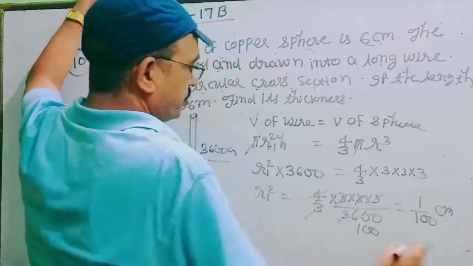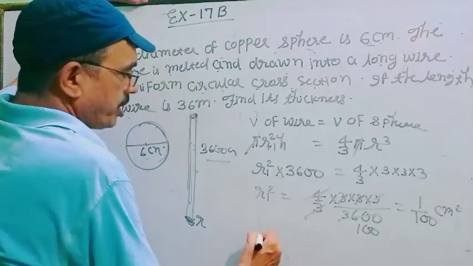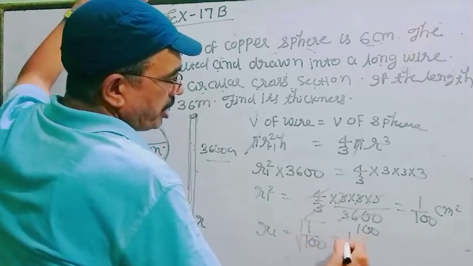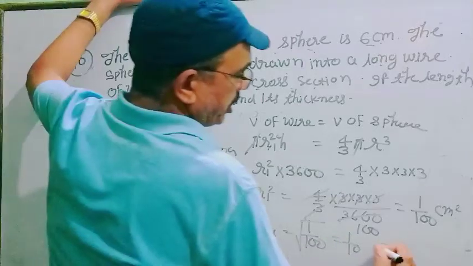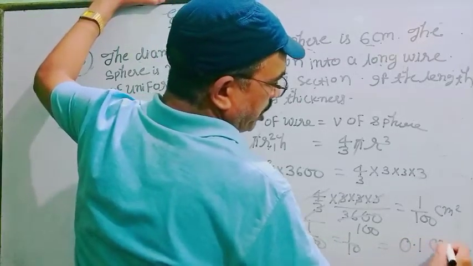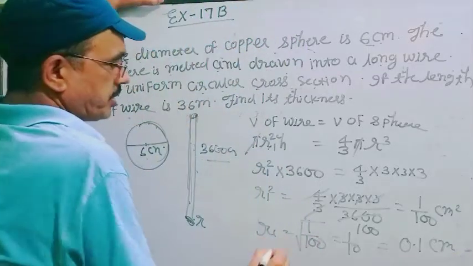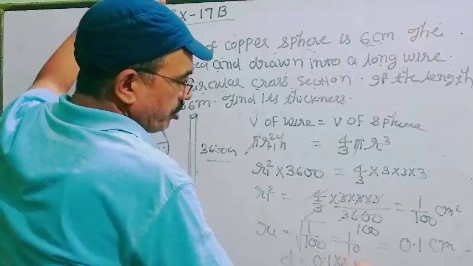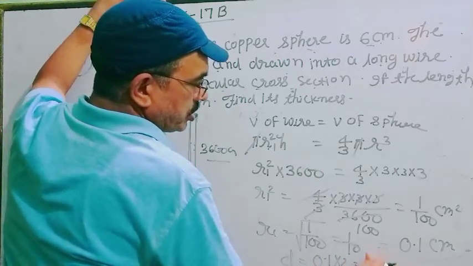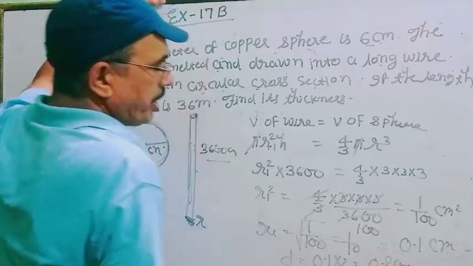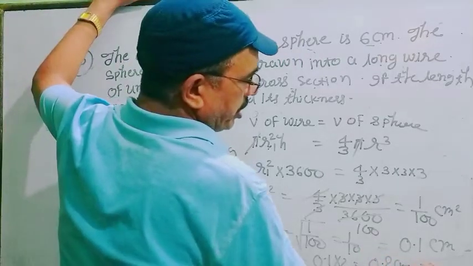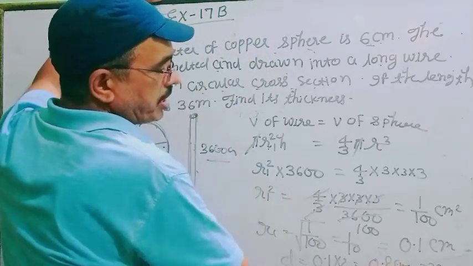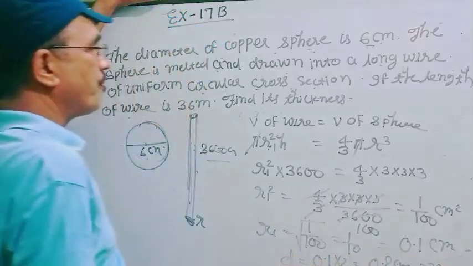centimeter square. So what is R1? It is equal to 1 by 100 under root, and it is equal to 1 by 10, and hence it is 0.1 cm. It is the radius. So what is the diameter? The diameter is 0.1 into 2, that is 0.2 cm. If you want to write in millimeter, then it is 2 mm, because you multiply by 10, then this cm is converted into millimeter. So it is 2 millimeter.